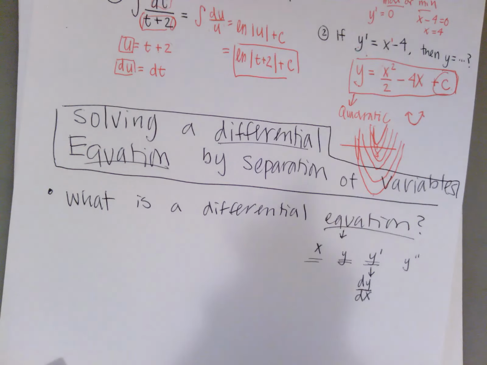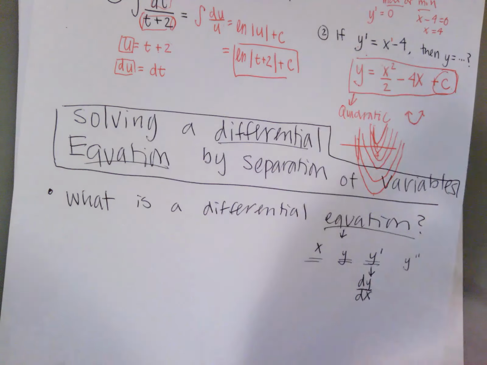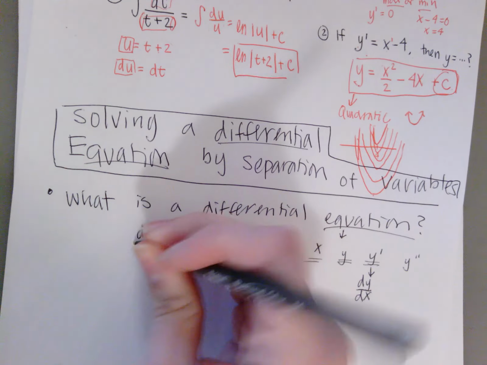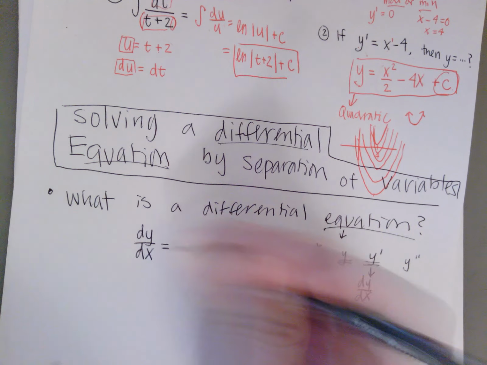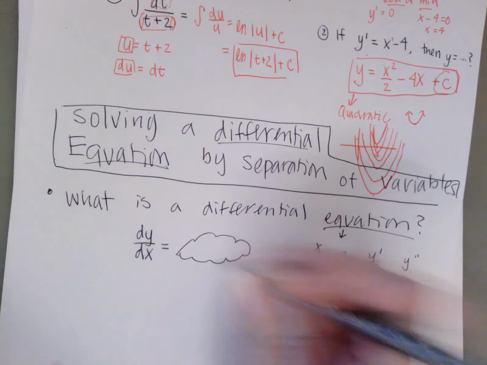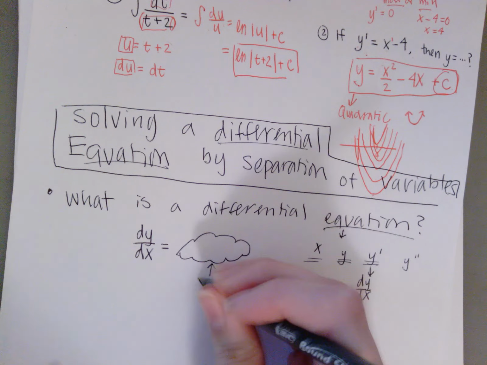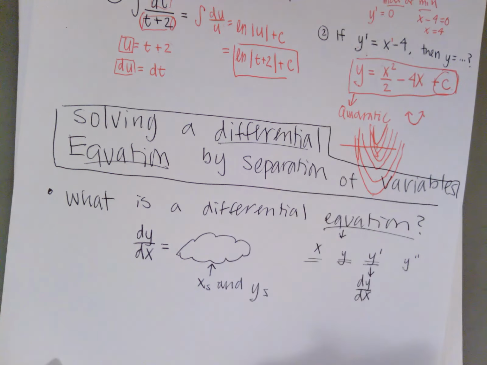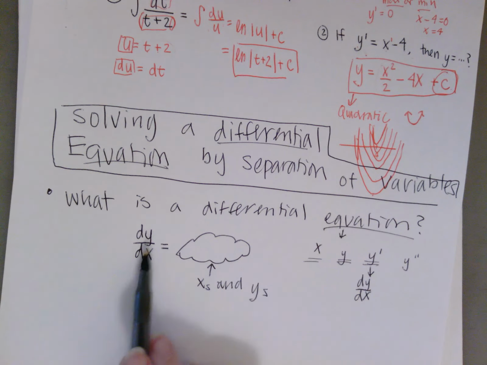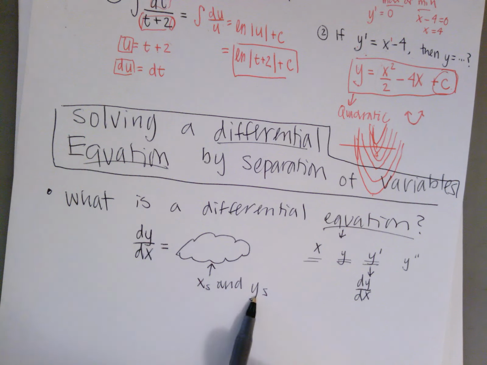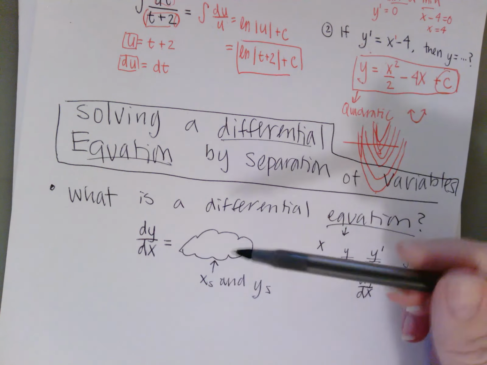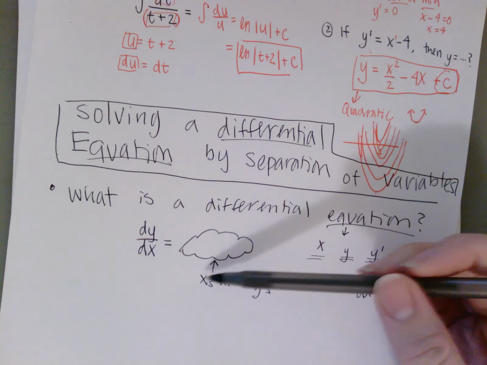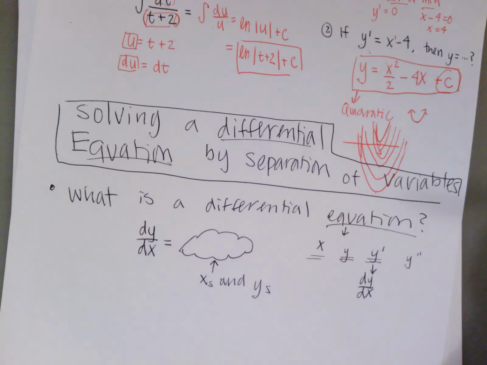For our purposes, a differential equation is going to be an equation that is dy dx equals some expression that has both x's and y's. So it's a differential equation because I've got a first derivative of y and x. We have an equation that involves both independent and dependent variables and derivatives.